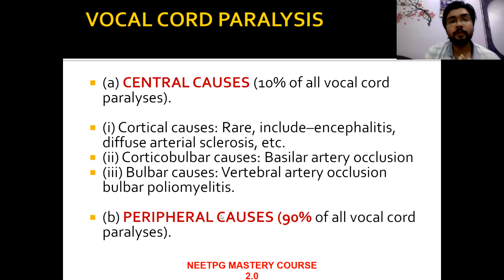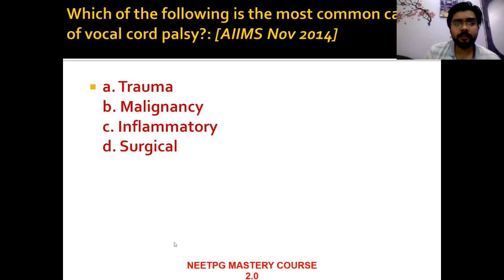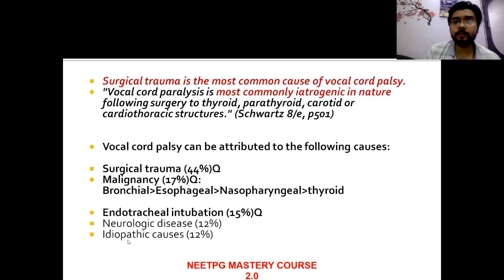Now, for vocal cord palsy, there can be different causes. One is central, another is peripheral. Most of the causes are peripheral. You can see 90% of the causes are peripheral. Now, the most common cause of vocal cord palsy, if you see, is idiopathic. Okay, but I'll change it: the most common cause is iatrogenic, basically caused by the surgeon. So surgical trauma is the most common cause of vocal cord palsy.